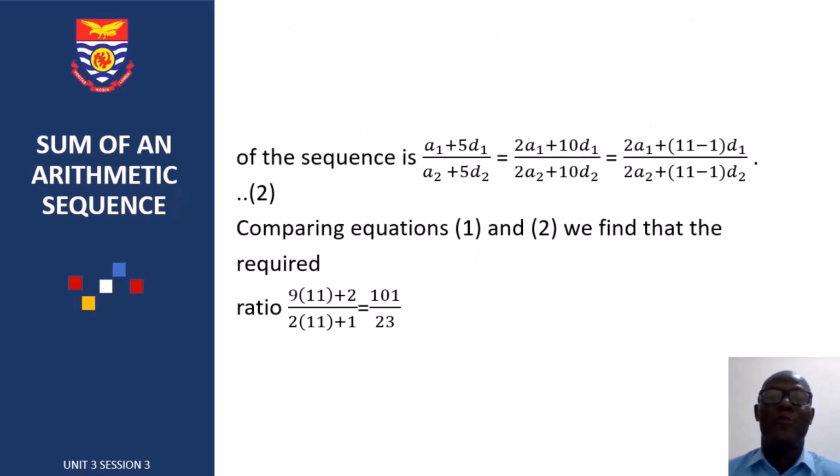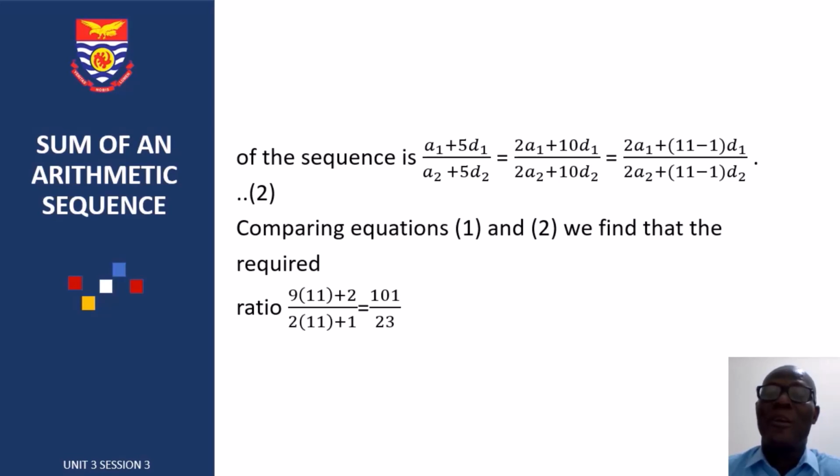Now the ratio of the sixth terms of the first sequence to the second sequence is a subscript 1 plus 5 d subscript 1 divided by a subscript 2 plus 5 d subscript 2, which is equal to 2a subscript 1 plus 10 d subscript 1 divided by 2a subscript 2 plus 10 d subscript 2, which is simplified to be 2a subscript 1 plus into braces 11 minus 1 d subscript 1 divided by 2a subscript 2 plus into braces 11 minus 1 d subscript 2.